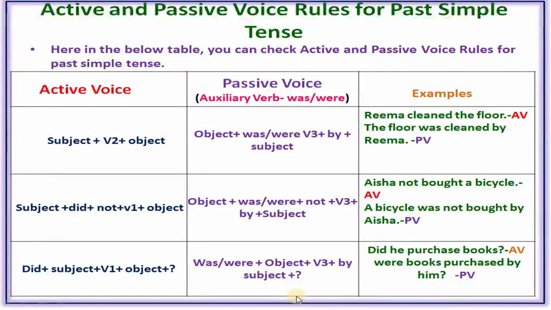Same here in the interrogative sentence. See, the example is: Did he purchase books? So according to this formula, did changes to was here. But books are plural, that's why here we are using the plural auxiliary. So books means were books. Were, by this formula. Were books. The object is books. Were books purchased, with the formula, purchased by him. So this is the interrogative.